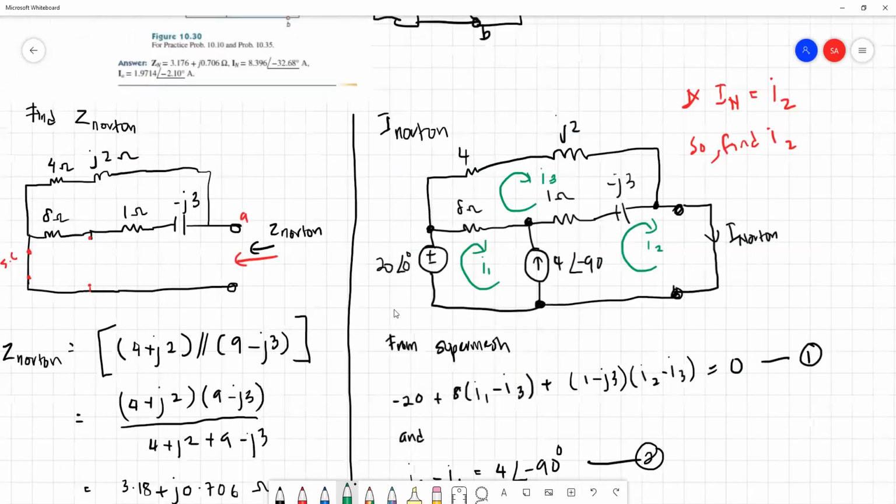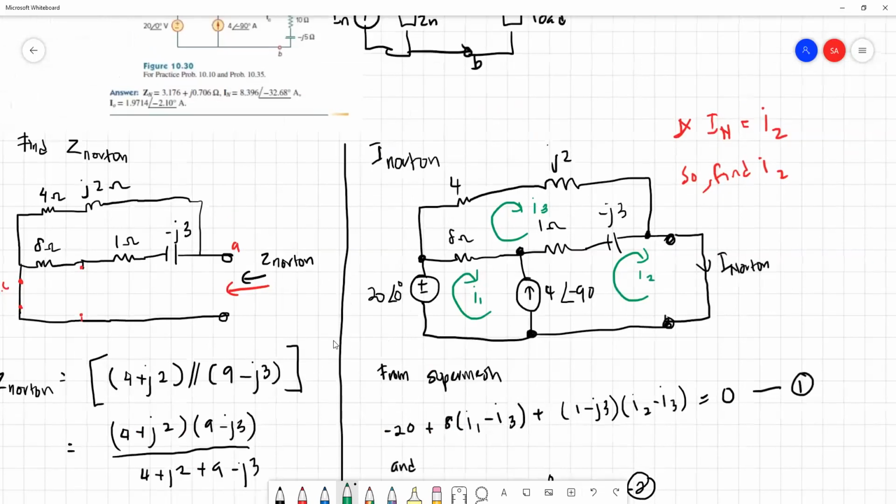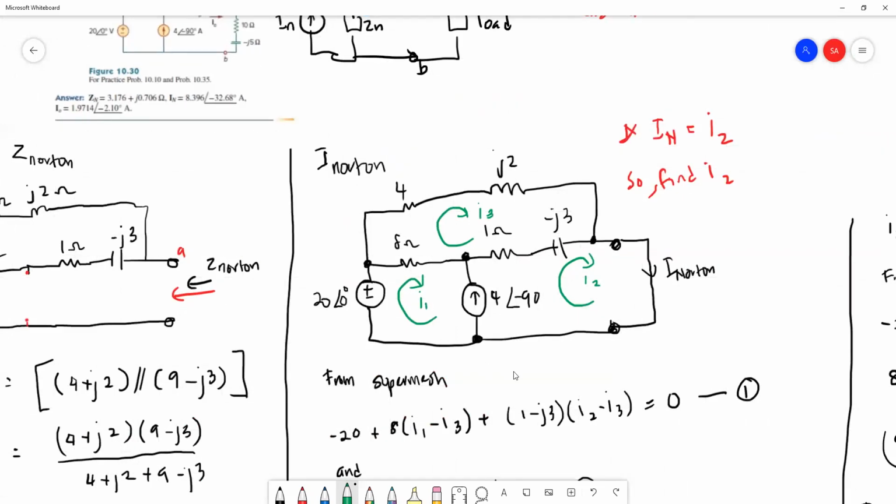And then the next move is to get the Norton current. To get the Norton current, you need to put back the voltage source and the current source. Then you need to short circuit the load terminal. Then calculate the current that flows through this short circuit. That is your I Norton.